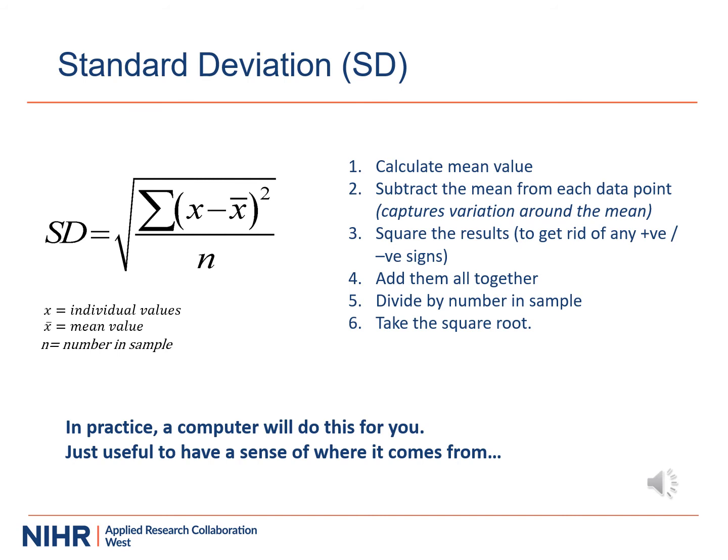So here are the steps. First we calculate the mean. Then we take away that mean number from each individual value or each data point. Then we square each of those results. That's just to eliminate the positive or negative signs. Then we add all of those together and divide by the total number in the sample, just like we did to calculate the mean. Finally, we take the square root of the final result, and that is the standard deviation.